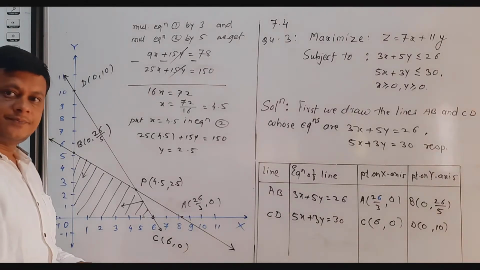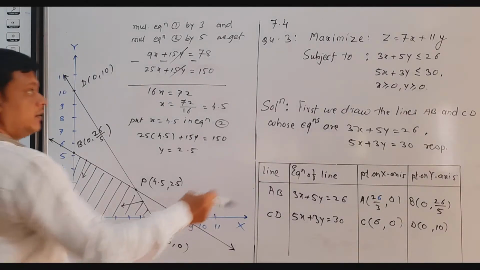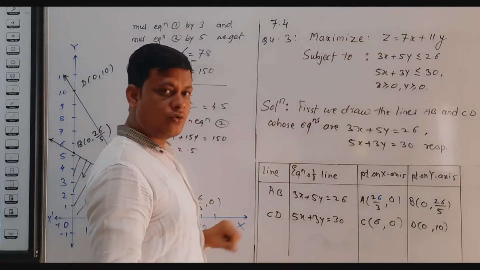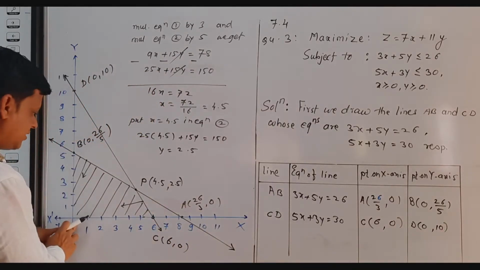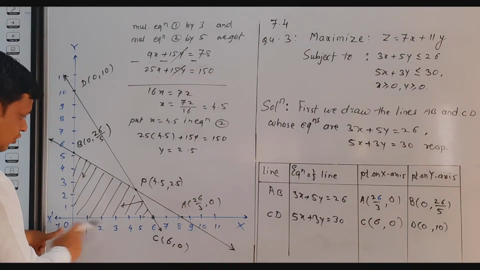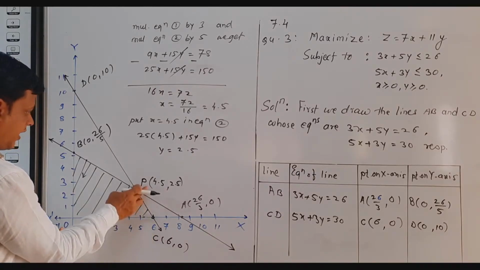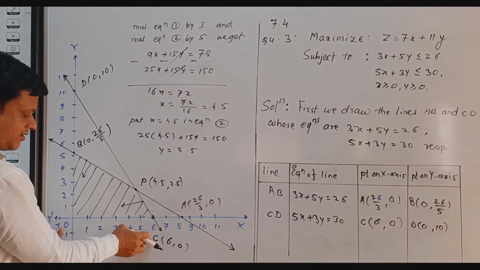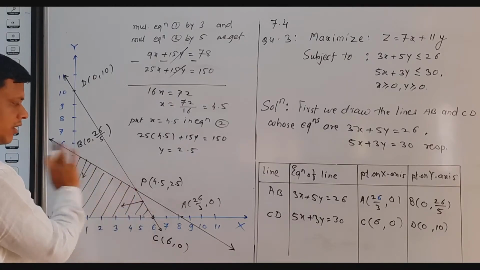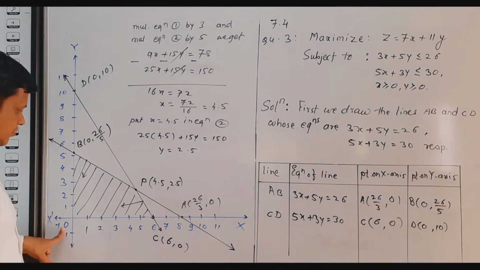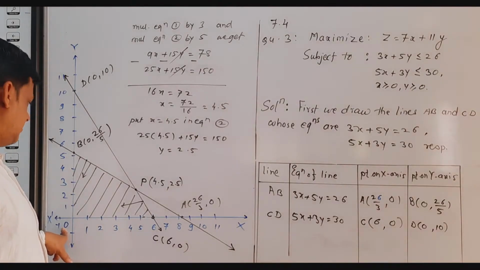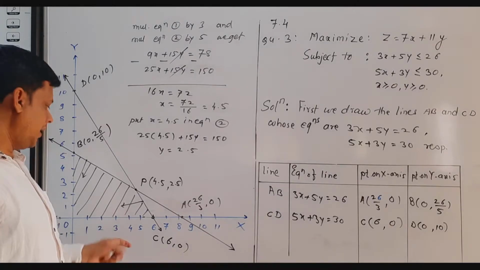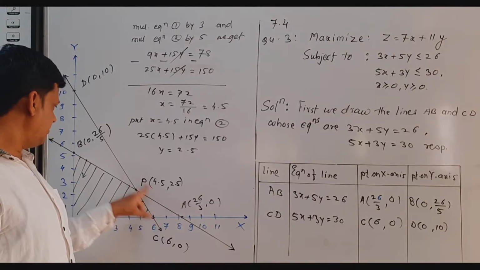Now we have to find the maximum solution for this objective function. So we have to find value of z at these corner points. Corner points are O, point C, point P, point B. That is, we have to check origin, point C, point P, point B, which are the corner points of this feasible solution. So we find the maximum value at these corner points. So first we calculate the value of z of O, then z of C, z of P, z of B.